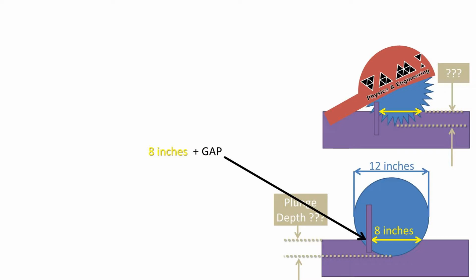One thing worth mentioning, if your saw has a gap, then it goes to the cut distance. You'd have to add this gap distance to the cut distance in order to do this calculation.